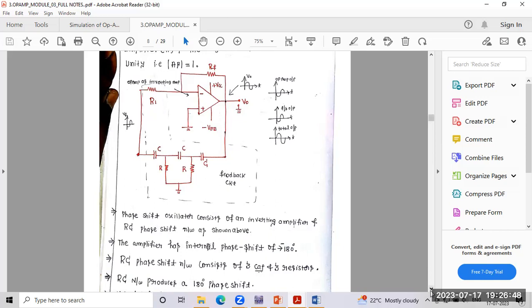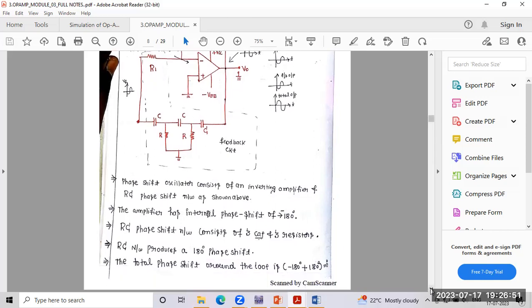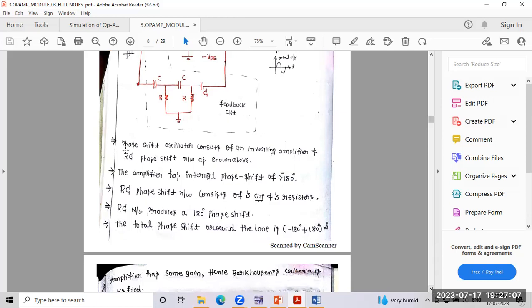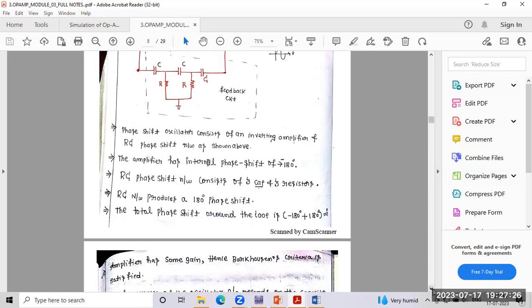Why are we going to use this feedback RC network? To generate a 180 degree phase shift. Okay, the inverting amplifier will give 180 degrees, and another 180 degrees from this RC phase shift network, so a total of 360 degrees will be generated on the output side. The phase shift oscillator consists of an inverting amplifier and an RC phase shift network as shown above. The amplifier has an internal phase shift of 180 degrees. The RC phase shift network consists of 3 capacitors and 3 resistors. The RC network produces 180 degree phase shift. The total phase shift is equal to 0 degree or 360 degree.